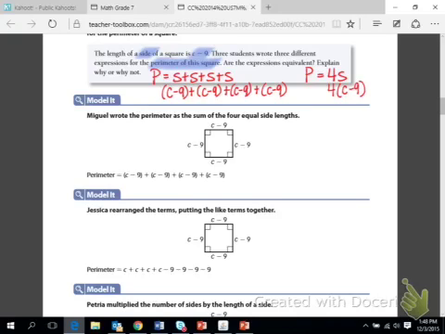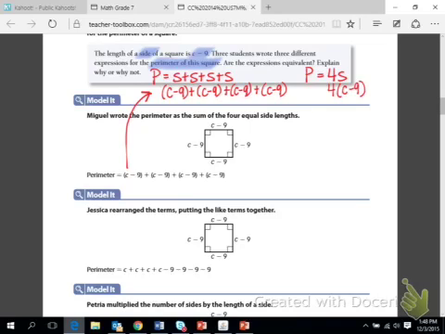Now we're going to start exploring what the 3 students in the model said. Miguel wrote the perimeter as a sum of the 4 equal side lengths, saying that the perimeter is c minus 9 plus c minus 9 plus c minus 9 plus c minus 9. We said the same thing in what we did to make sense of the problem. Therefore, Miguel is correct.